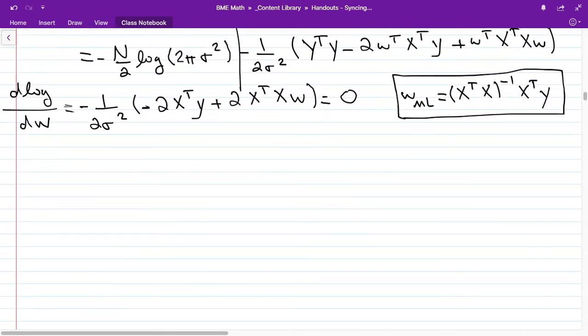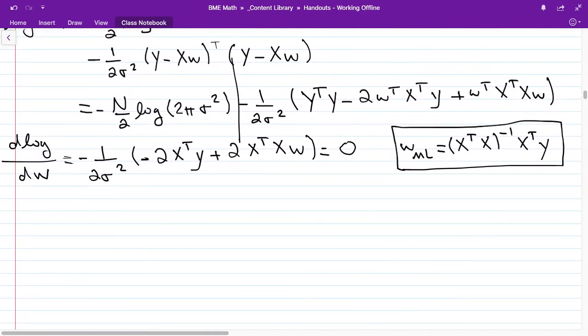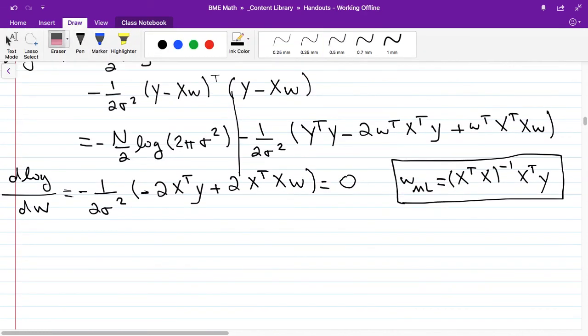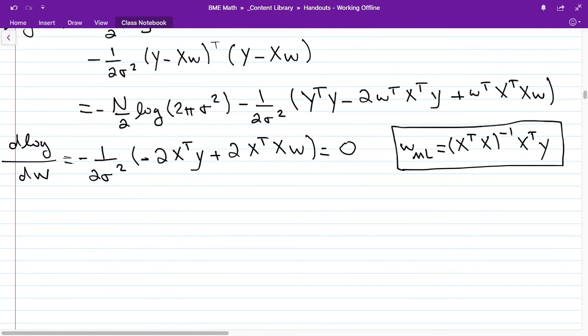So then what I do is that I find the derivative of my log likelihood with respect to my noise.